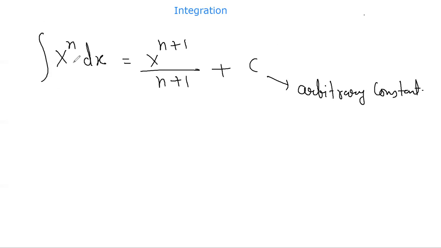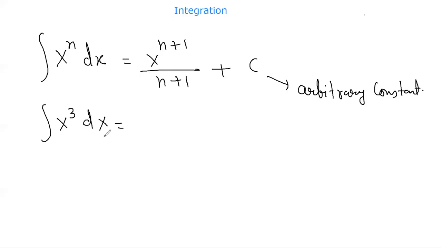Whenever it is given, x to the power n can be anything from 1 to 100, 200, negative 3, negative 4, any number. And then the formula will be x to the power n plus 1 divided by n plus 1 plus c, which is the arbitrary constant. Suppose we have a question x to the power 3 dx.